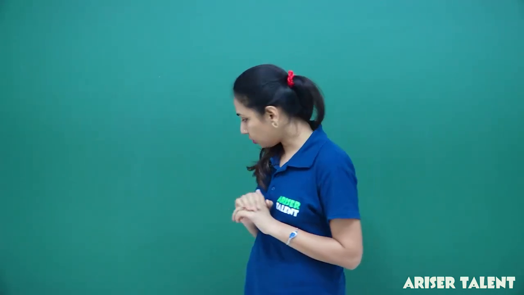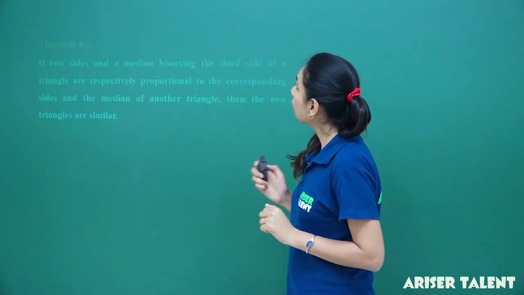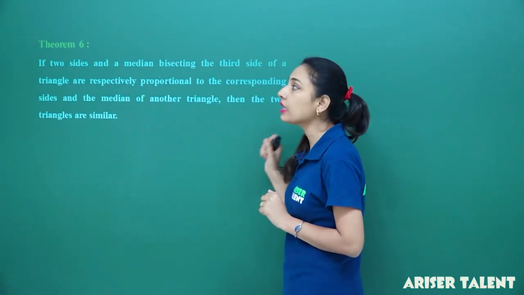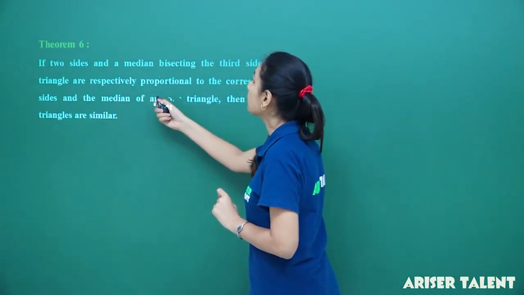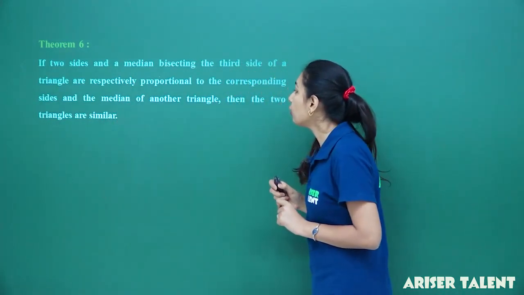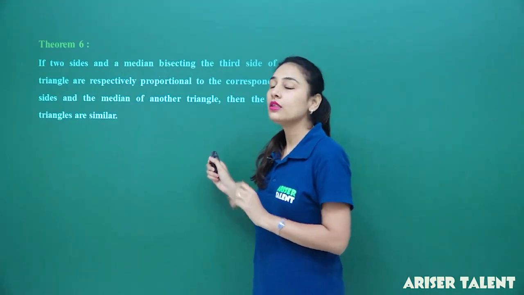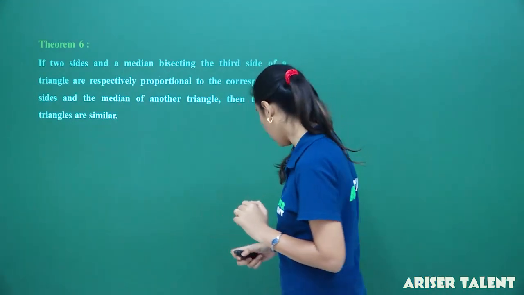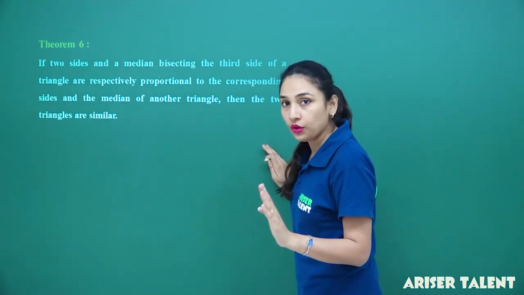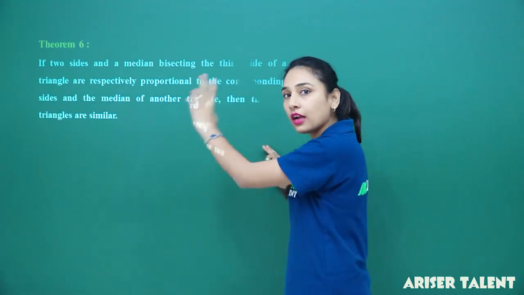We were discussing similar triangles in our previous lecture, and we have discussed some theorems. Right, students? So we were on this theorem: if two sides and a median bisecting the third side of a triangle are respectively proportional to the corresponding sides and the median of another triangle, then the two triangles are similar.